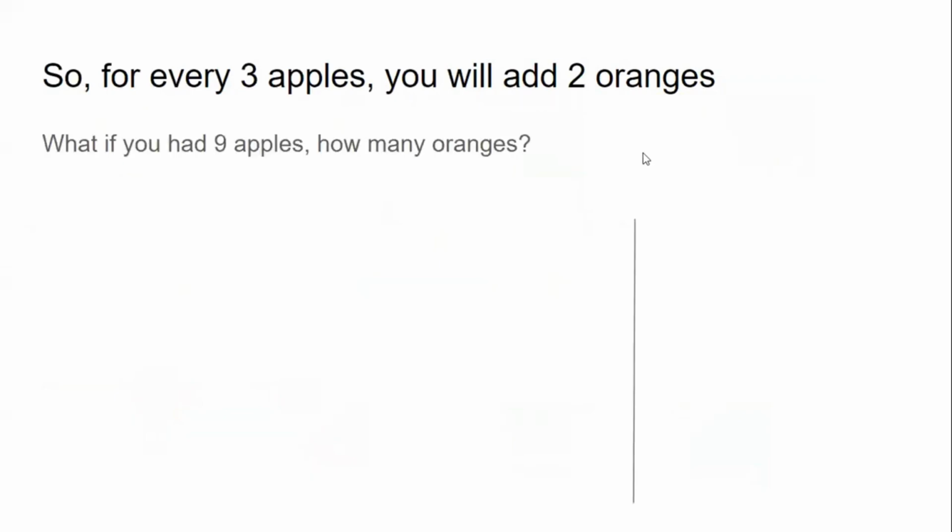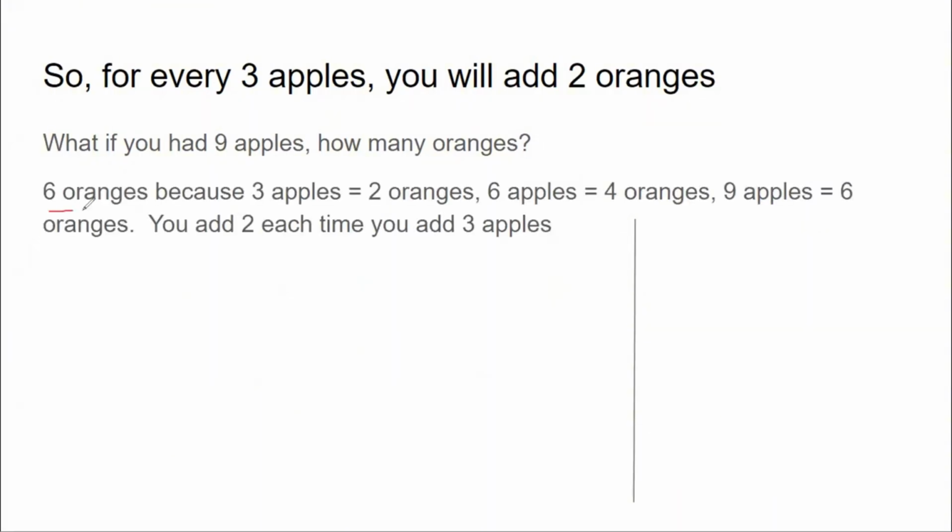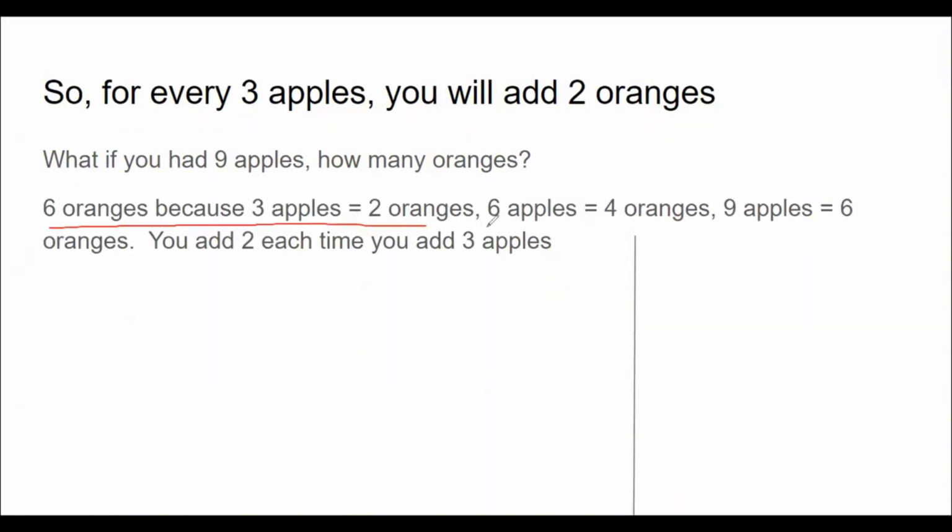What if you had 9 apples? Think about this: you'd have 3, 3, 3 apples. Oranges would be 2, 2, and 2. So 6 oranges, because 3 apples is 2 oranges.